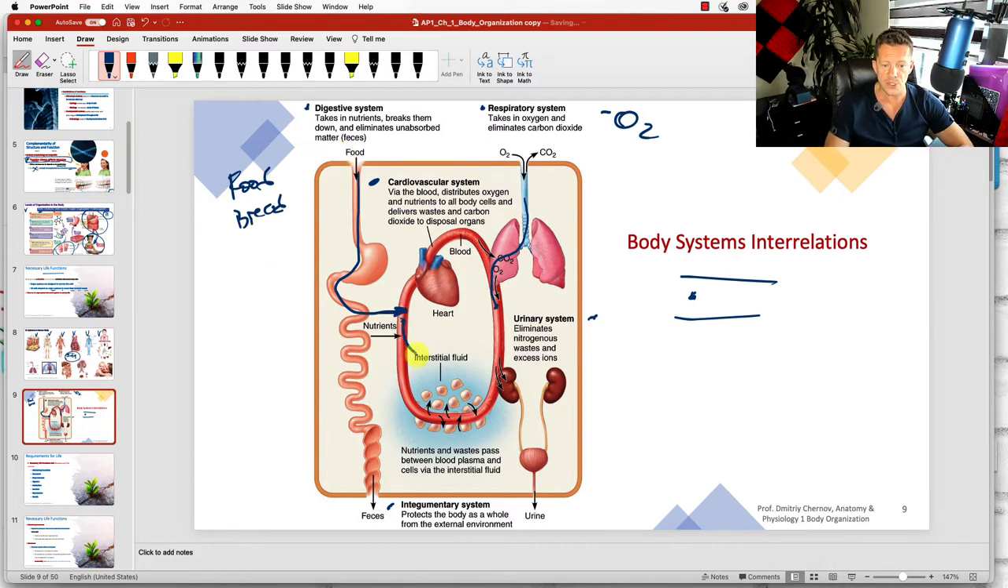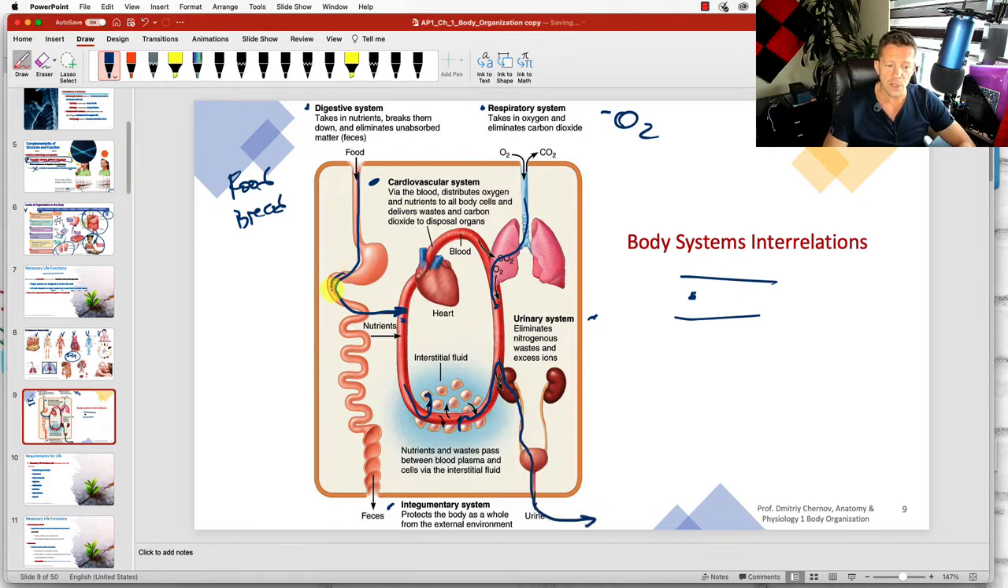Once they're in the blood, they need to get into the cell. Blood is a highway. So that nutrient from the blood gets into the cell, that oxygen from the blood gets into the cell. So we deliver nutrients and oxygen to cells, but then cells will release waste, and the waste that is produced by the cell ends up back in the blood. And then from blood, it could be excreted through the urinary system, for example, and that becomes urine.